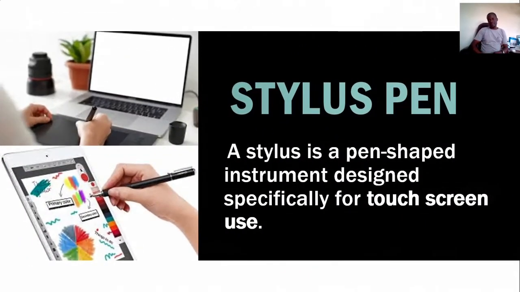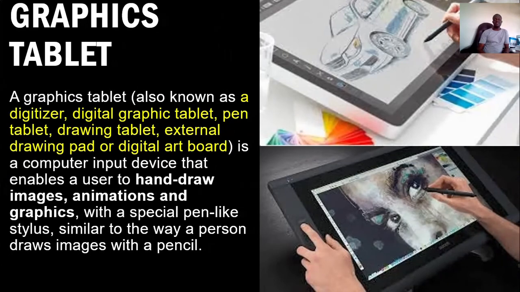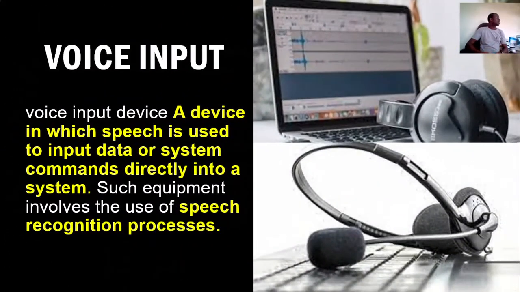What about the stylus pen? A stylus is a pen-shaped instrument designed specifically for touch screen use. Sometimes there's a pad that you can draw on. Accordingly, it appears on your system, and we can just save it, and it serves as an input device. Graphic tablet, as you can see in the images here, a drawing made with such a pen can be transferred into the system and saved, making such a device an input device.